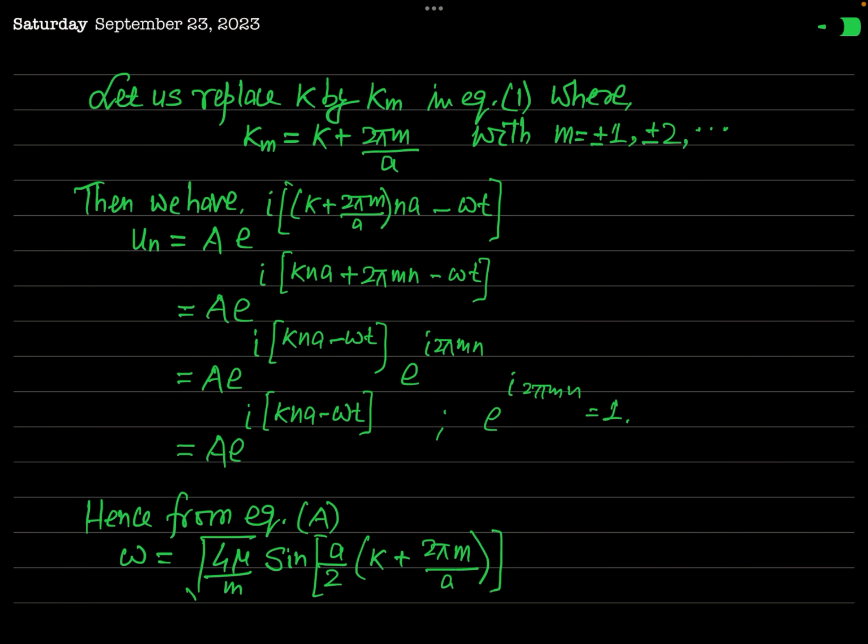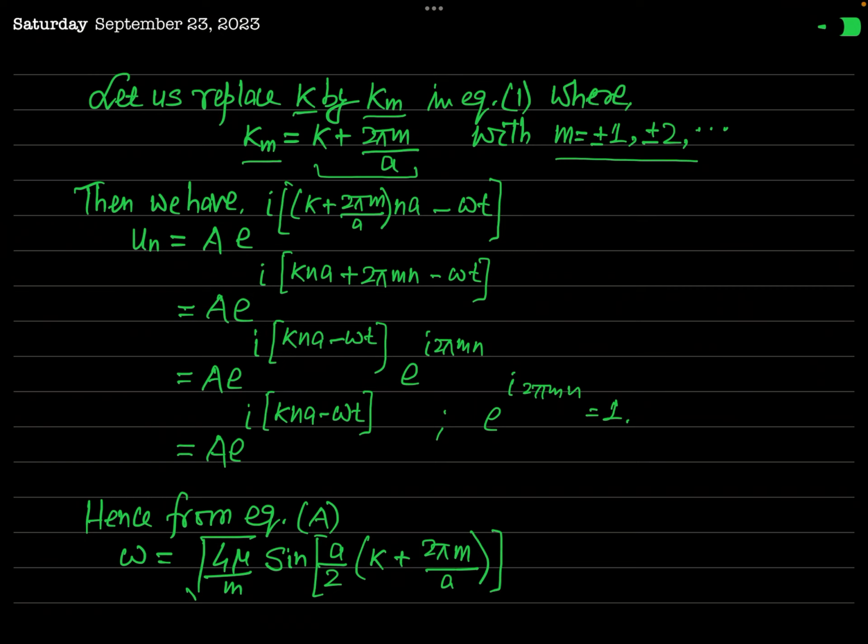Now we consider a particular value of k, which I am denoting by the symbol k_m. And how is this k_m defined? We consider that k_m is equal to k plus 2 pi m over a. Okay, we consider it. Here m takes positive and negative integer values. You can say m is equal to plus or minus 1, plus or minus 2, plus or minus 3 and so on.